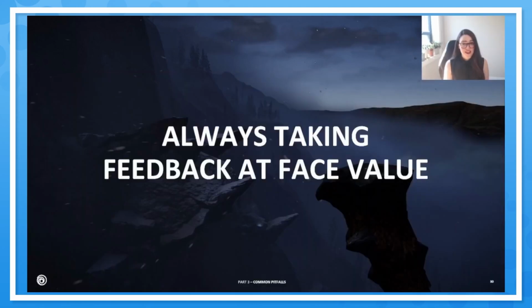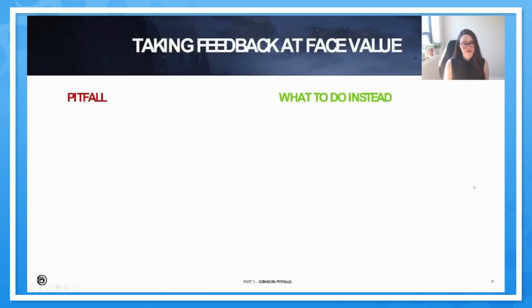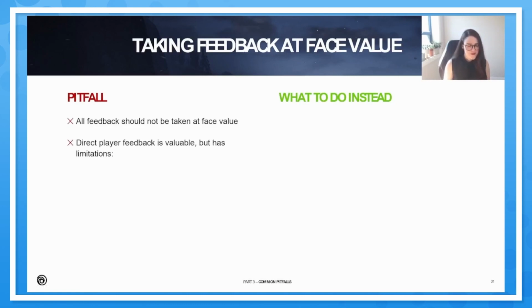Always taking feedback at face value. Player feedback should not always be taken at face value. While getting feedback directly from players is incredibly helpful, it does have its limitations. Not everything is easy for players to articulate, and it can be difficult for them to know what they want or what they need or what the best solution is to a problem. After all, they're experts in what they think and feel, not necessarily game design.